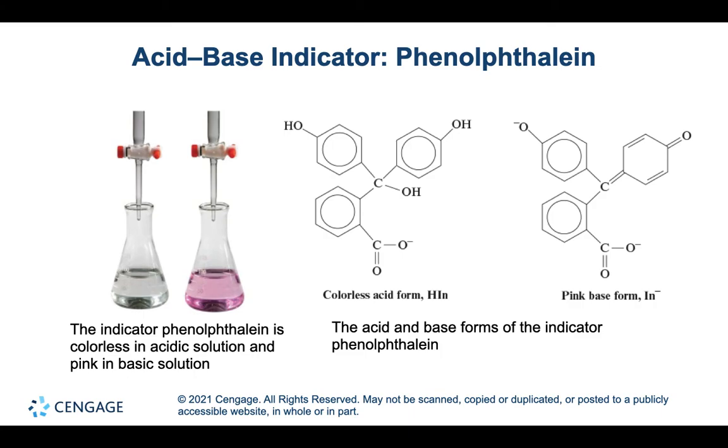So in acid solutions, they have the H plus on them because there's lots of H plus around to attach to them. And so you're going to see the acid color of the indicator. In a base, OH minus is going to take the H plus off of the indicator, and you're going to see the base color.